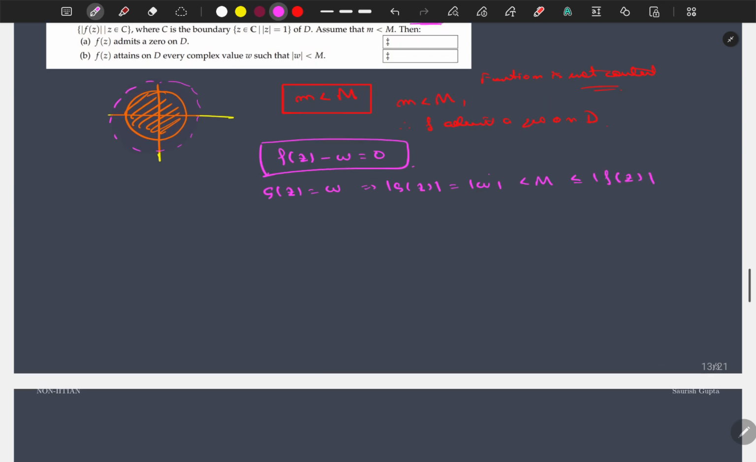So now I can apply the Rouche theorem. Therefore, by Rouche's theorem, f and f plus g, which is equal to f of z minus w, have the same number of roots. But in part A we concluded that f has a 0 in D. So this equation will also have a 0 in D, and therefore f of z equals w at some point in D. So it will attain every complex value.